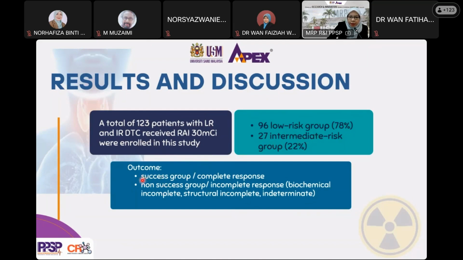As I mentioned, for the outcome we assess the success group and non-success group. The non-success group is when the patient has biochemical incomplete response, where the diagnostic whole body scan is negative, however the TG is more than 1. And for structural incomplete, the patient has TG less than 1, however there is still uptake in the diagnostic whole body scan.